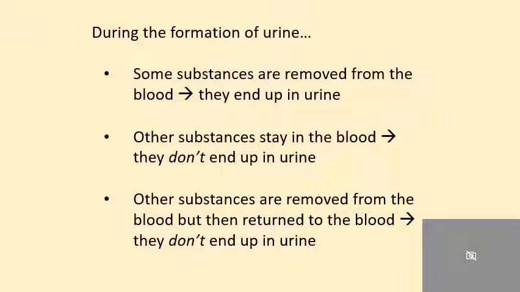There's a third category. Some substances in the blood are removed from the blood by the kidney, but then they're added back into the blood. And so they end up staying in the body and they're not eliminated as urine. So every component of our blood falls into one of these boxes. It's either removed from the blood and incorporated into urine, or it's never removed from the blood, it just stays there, and so it's never in urine. Or it's removed from the blood and then put back into the blood, and it's not in urine.